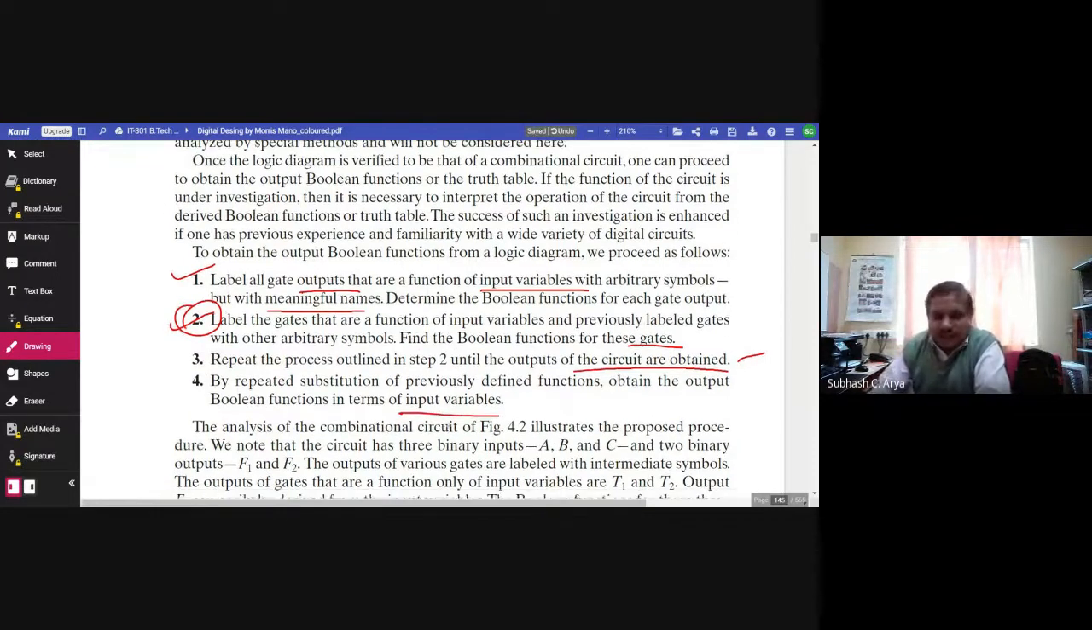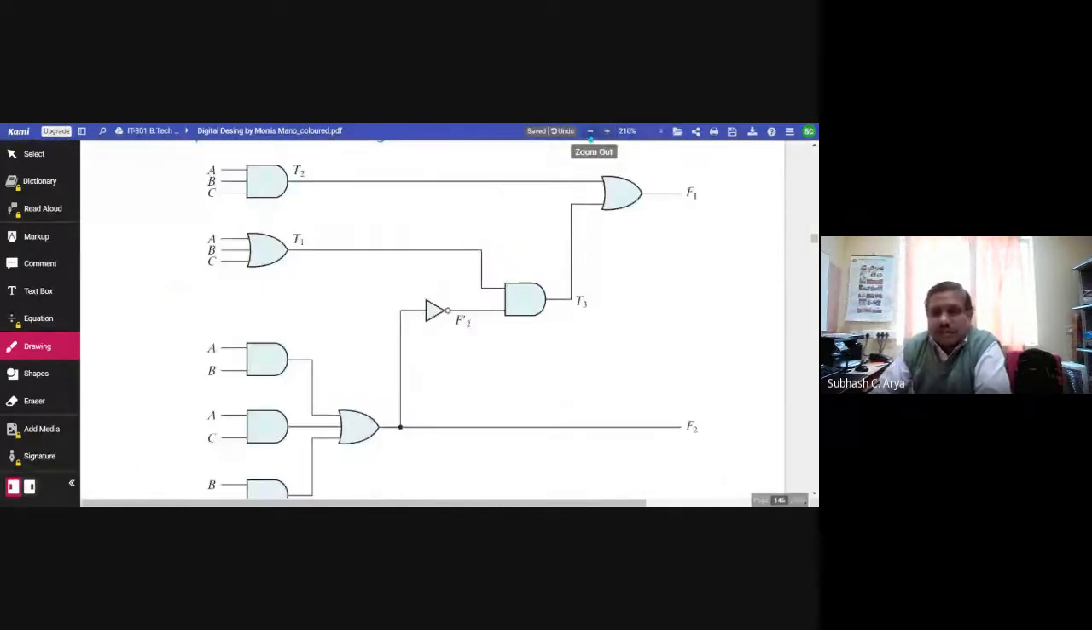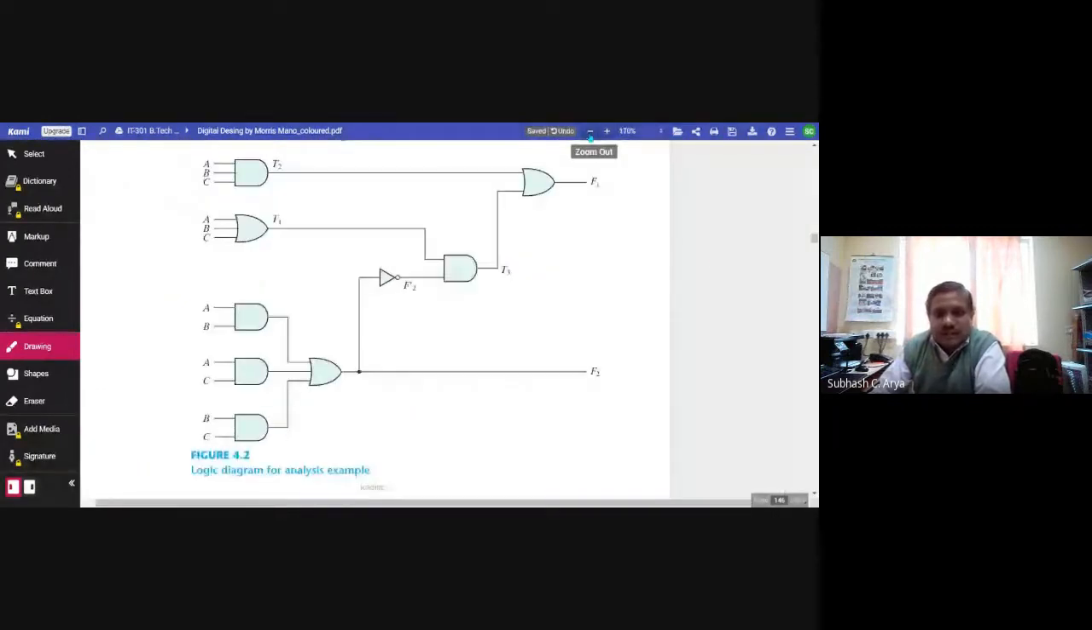So let us see a given example. You can see in figure 4.2 this is a combinational logic circuit. In this circuit we have two outputs, F1 and F2. We have to find out the Boolean expressions of F1 and F2. This is the ultimate goal.